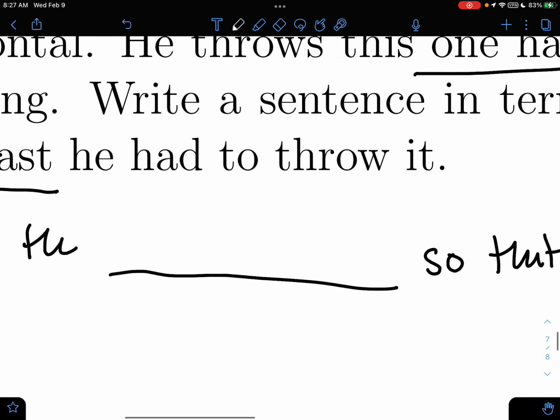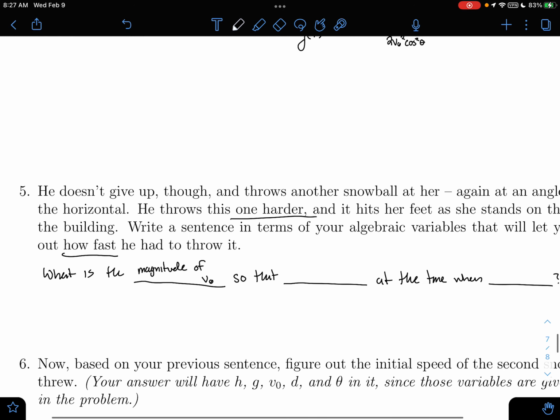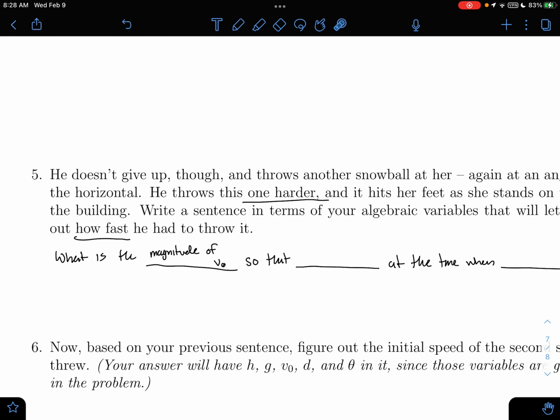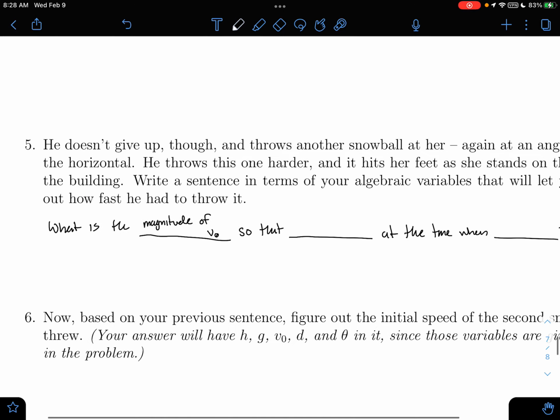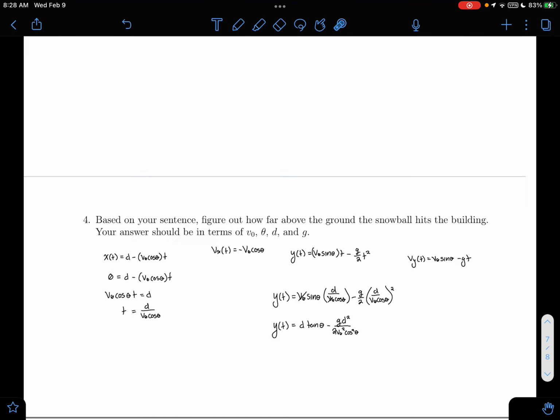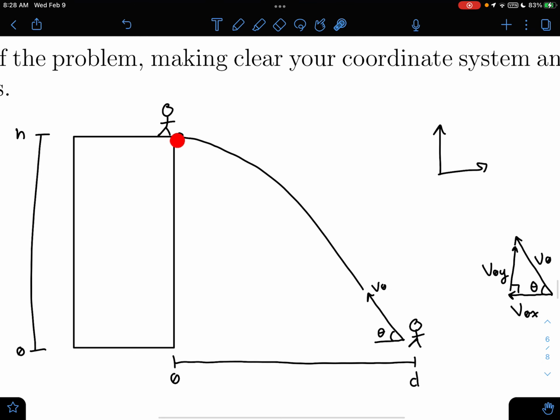So what is the magnitude of v naught so that two things are true? We're given the angle that it's at, so we already know the direction of v naught, so we're just going to find the magnitude. That's our how fast, that's our speed. So what is the magnitude of v naught so that one condition is true at the time when the other is true? How do we know that we've achieved our goal? We've hit right here.